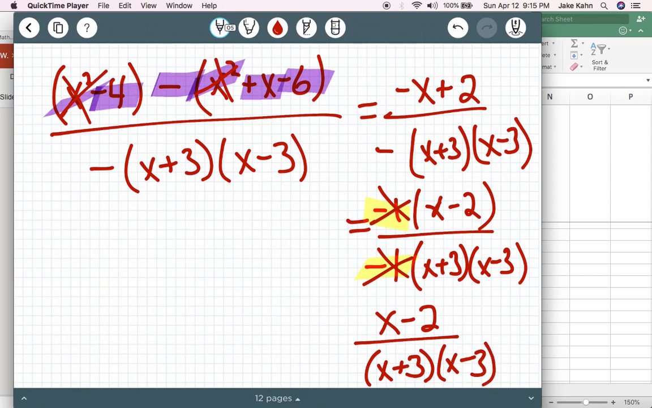What can my domain not be? What are my domain restrictions? x cannot be equal to negative 3 or positive 3.